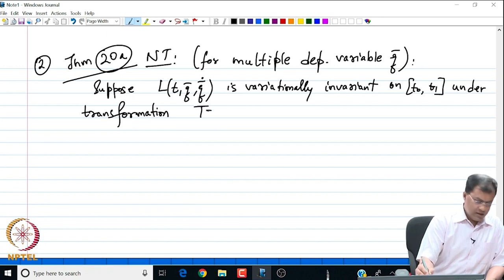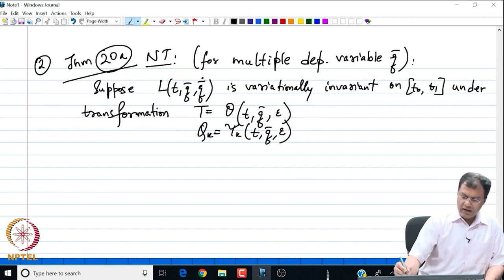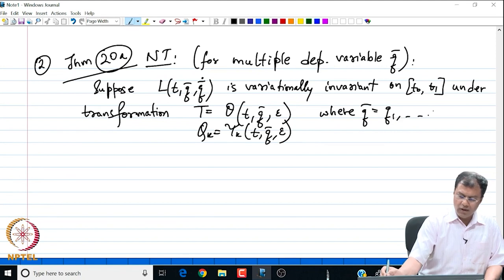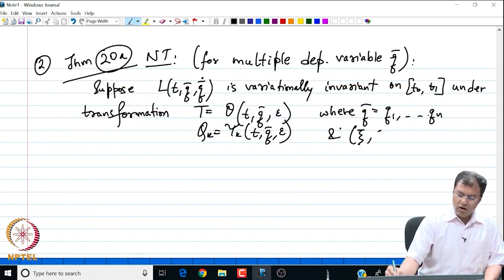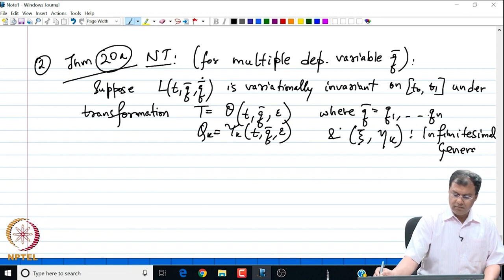Under the transformation T is equal to theta of T comma Q bar comma epsilon, and Q K is equal to psi K of T comma Q bar comma epsilon. So, this is my transformation here, where my Q bar is Q1, Q2, up to Qn, and my xi comma eta k, the set of functions, are my infinitesimal generators. Okay.